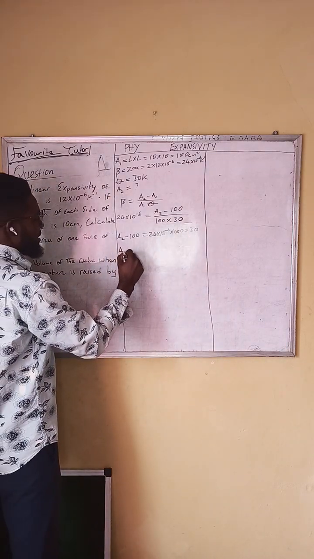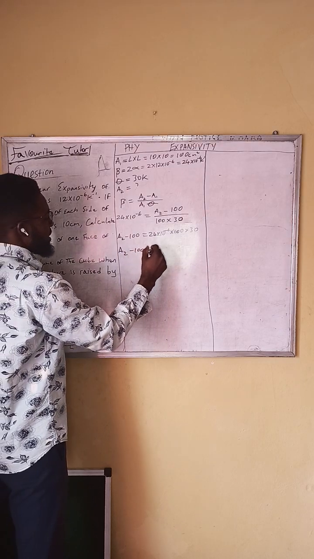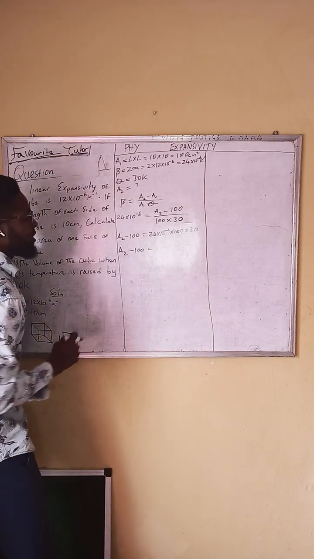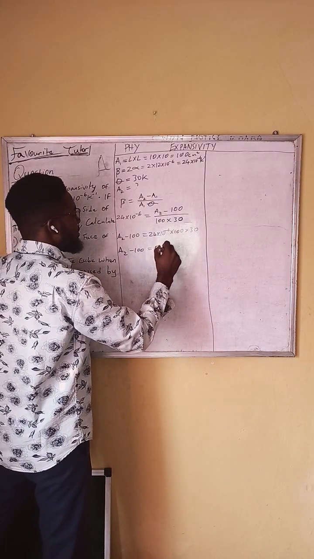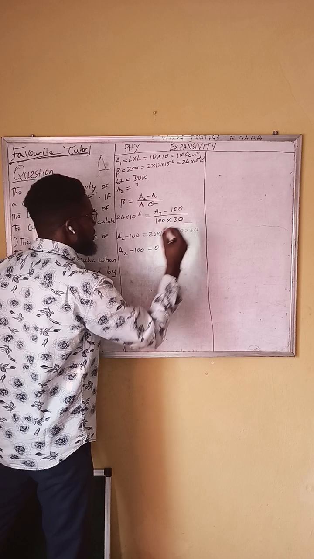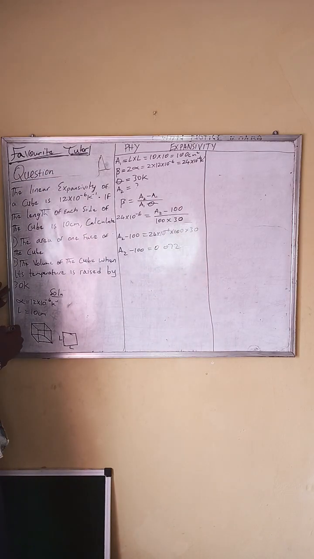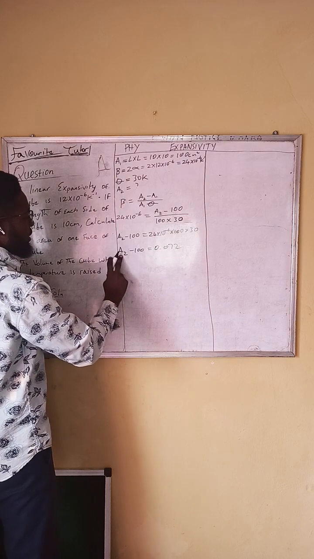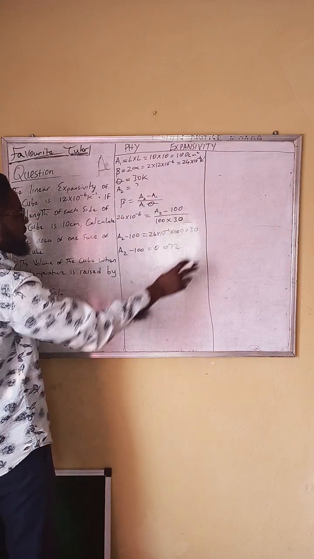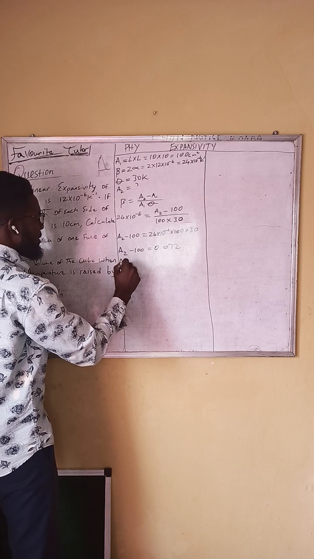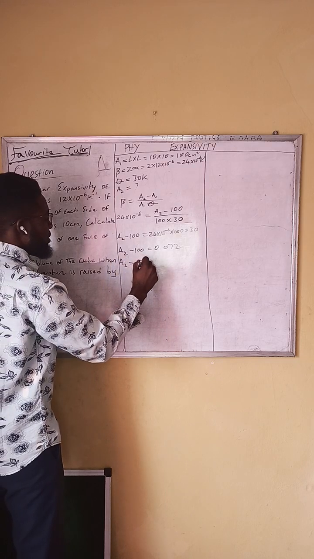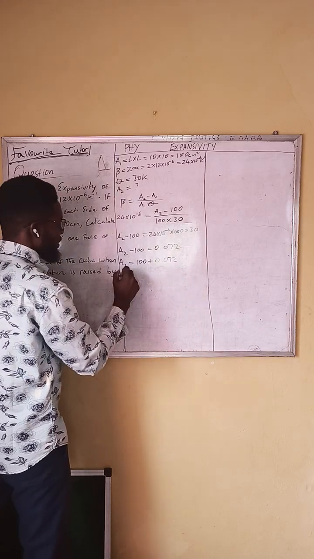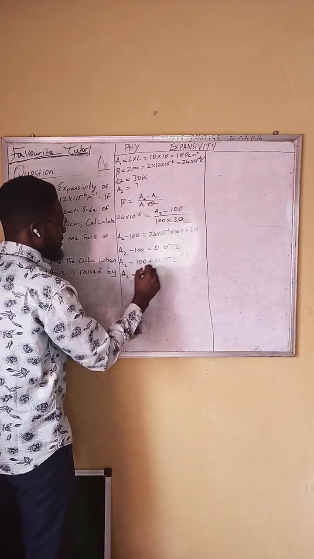So what do we have? Area 2 minus 100 equals, if we multiply these values, we'll have 0.072. Since we are looking for area 2, we take minus 100 to the other side of the equation. So therefore, area 2 is equal to 100 plus 0.072.